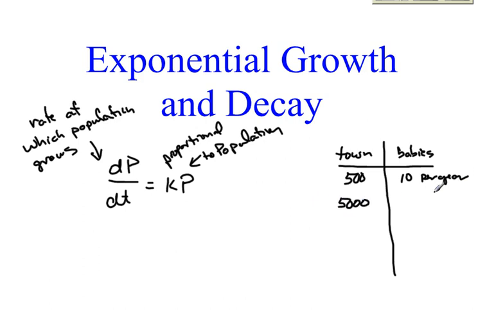Now let's say we have another town of 5,000. We could expect them to have 100 babies per year, right? If we go up to 50,000, maybe that's 1,000 babies per year. And so the growth rate is higher the bigger the town. So our rate at which we're growing is proportional to the size.